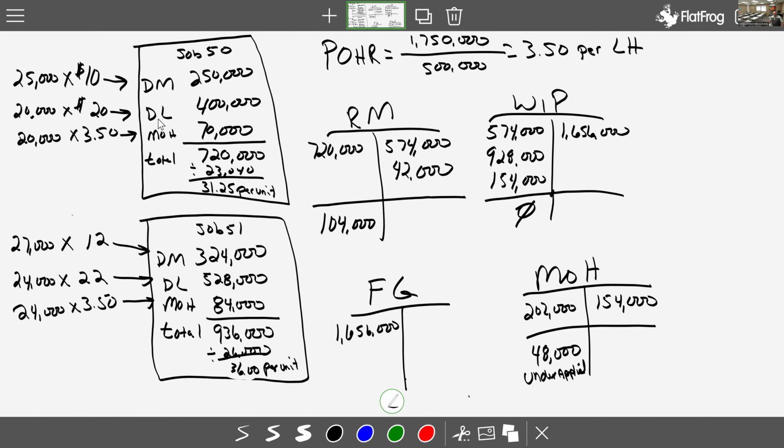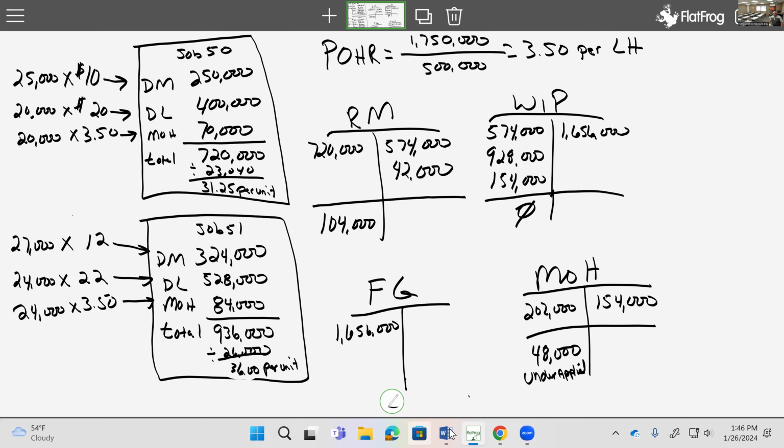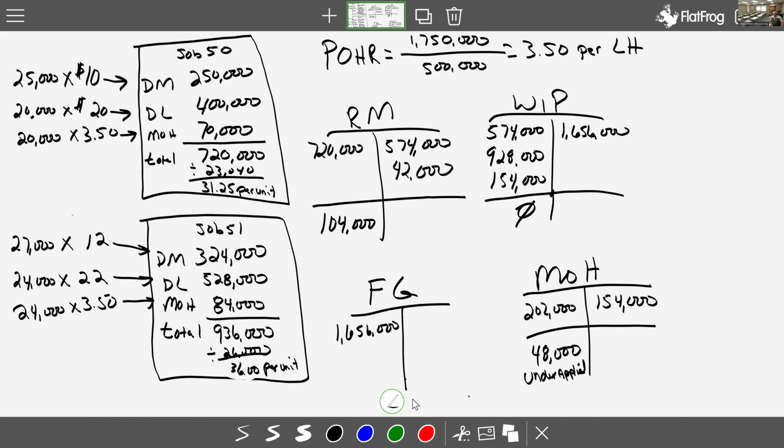So the direct labor for job 50 is at 20,000 hours times the $20 given in the problem. For job 51, it is 24,000 hours multiplied by the $22 per hour to get our direct labor for each one of those. That is on our job cost sheet now. Now we can add those together. We get 928,000, right?